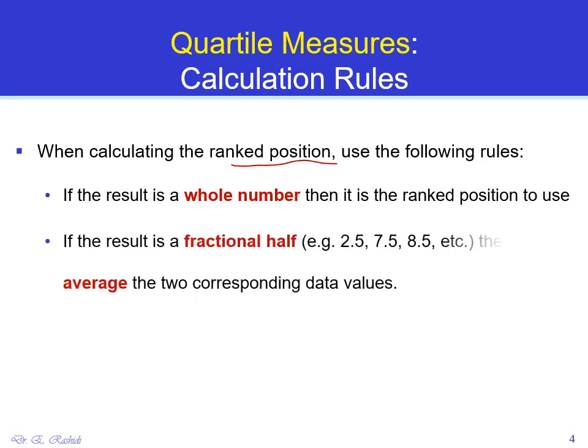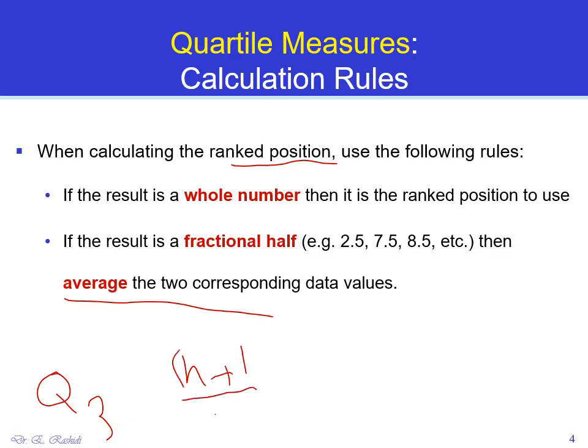If the result of the formula is a fractional half, such as 2.5, 7.5, or 8.5, which has a half, 0.5, then average the two corresponding values, similar to the n plus 1 over 2 for the median formula that you have. For example, I'm going to go with Q3 this time. You want to find the position of your third quartile. This is 3 multiplied by n plus 1 divided by 4.